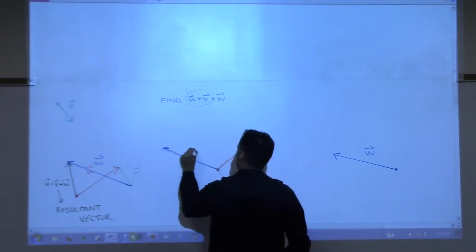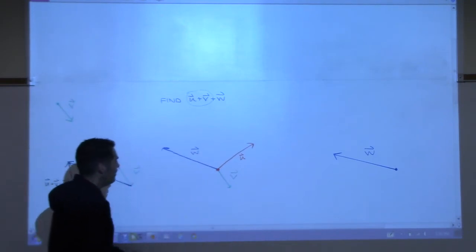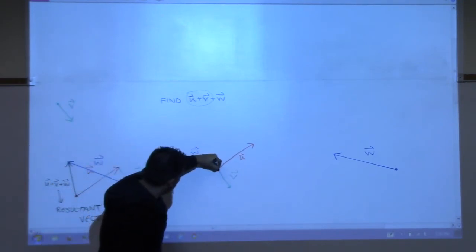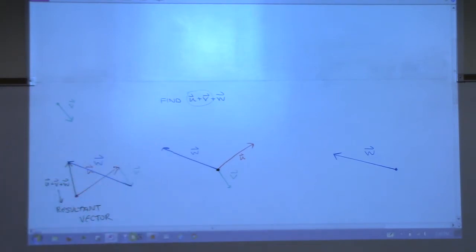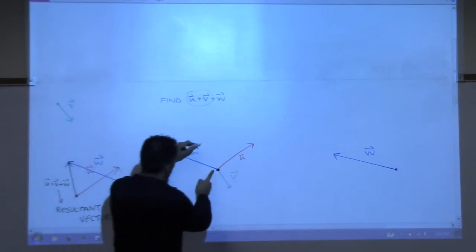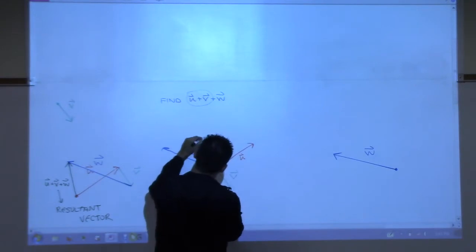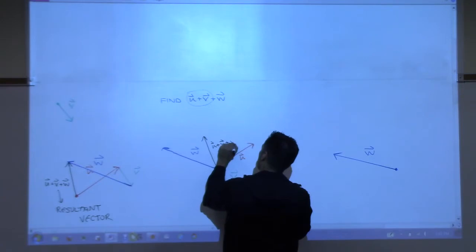We don't add vectors by putting them all from the same point, right? We don't do this. But if we did, if we added all those vectors together, what's the resultant vector? This one right here, right? Yes? So if I take that one and put it right here, this is u plus v plus w.